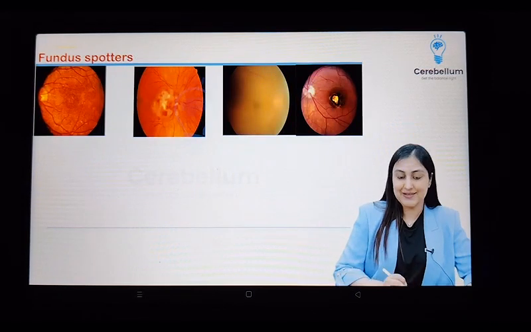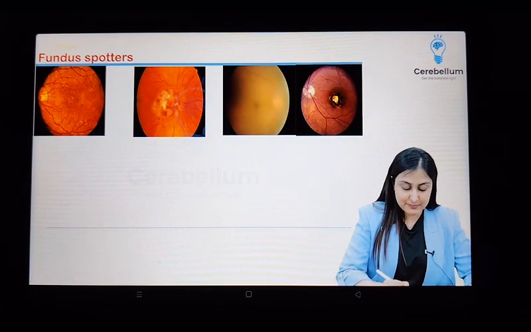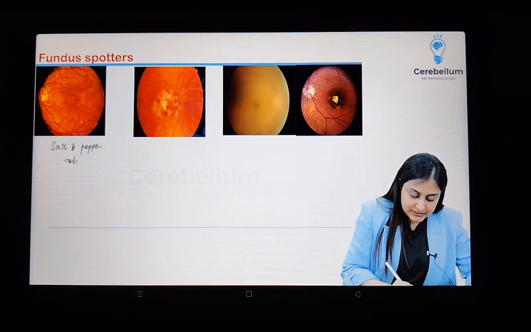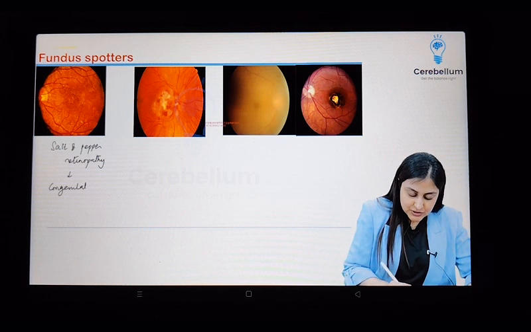4 more images for you. These are all infections here. So when you see this black and white appearance, this is known as salt and pepper retinopathy, and this is seen in context with congenital syphilis and rubella. So this is congenital infection, congenital syphilis and rubella.